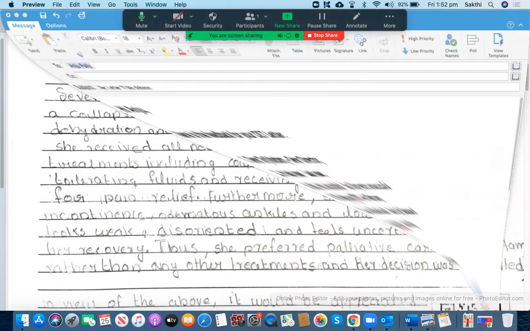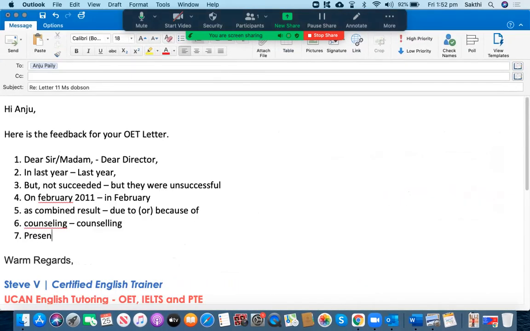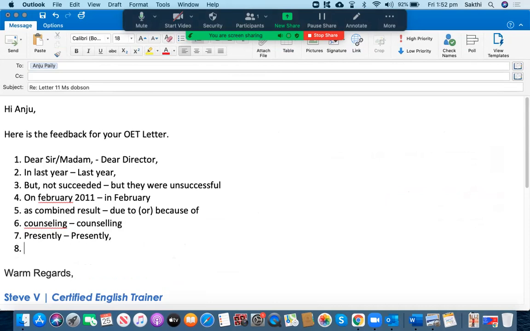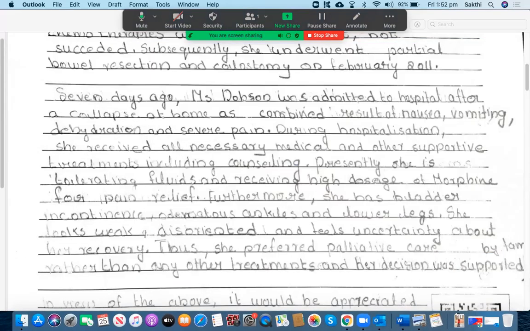Presently, she is... Okay, there must be a comma after presently. So you should place a comma after presently. So presently, comma. That's the right way of writing down this one. Okay, she is tolerating fluids and receiving high dosage of morphine for pain relief. So that's good. I'm happy with that.